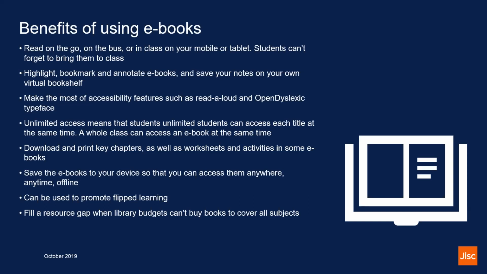There's unlimited access, which means students can access each title at the same time. You can download and print key chapters as well as worksheets and activities in some ebooks. You can save the ebooks to your device so that you can access them anywhere, anytime, offline as well. And they can be used to promote flipped learning, and they can fill a resource gap when library budgets can't buy books to cover all subject areas.